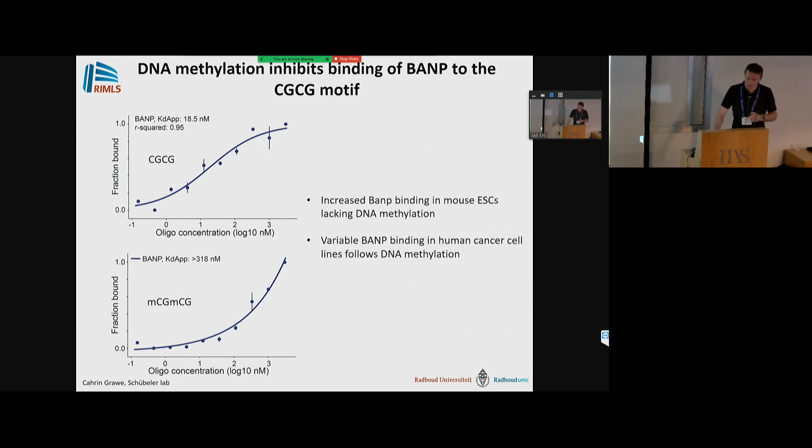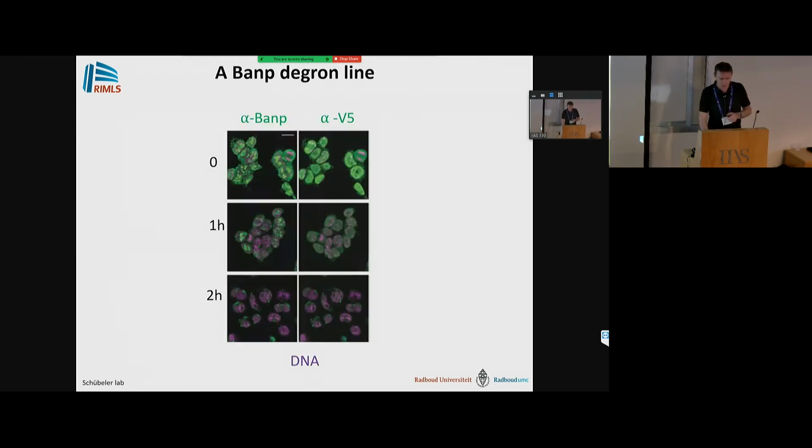not. That's also supported by additional data that I'm not showing, namely that there's mouse cells that are deficient for DNA methylation, so triple DNMT knockout cells, and we see vastly increased binding of BEMP in the genome of these mouse ES cells compared to wild type ES cells. And also in human cancer cell lines, we really can see that BEMP binding in the genome is following DNA methylation, meaning if a certain locus is methylated, we don't see binding of BEMP, but if it's unmethylated, we do. So DNA methylation seems to be a regulatory mechanism that switches the binding of BEMP to these CpG island promoters.